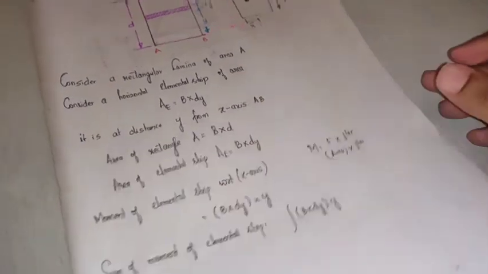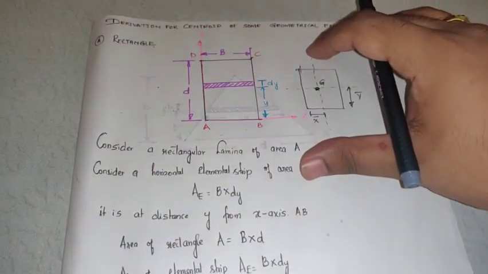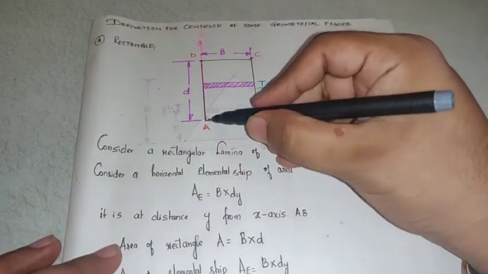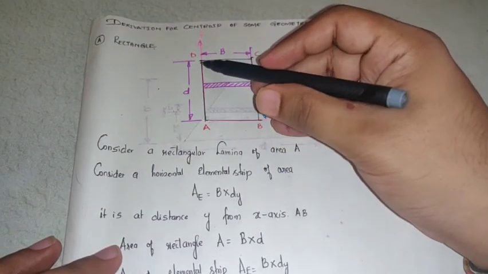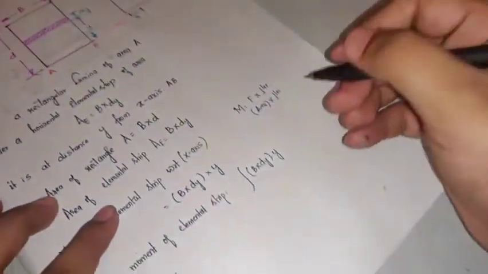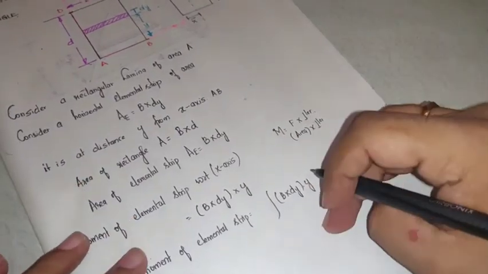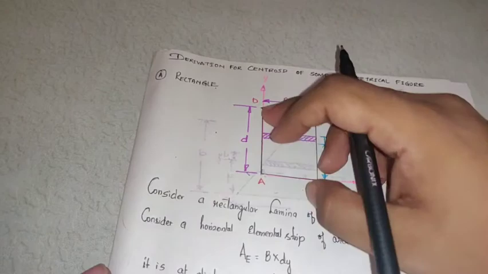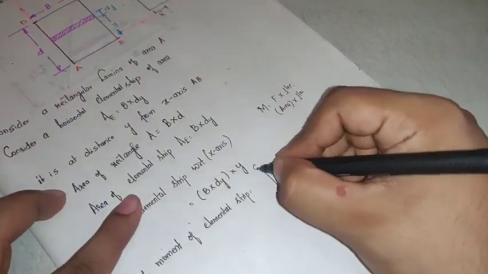Now from where to where should I integrate to get the total moment of the elemental strips? This is 0, and I should integrate up to a limit of d. B is constant throughout. What is the thing that is going to vary? It is the depth. So B will remain the same, and the variation is from 0 to d. So the limits will be 0 to d.